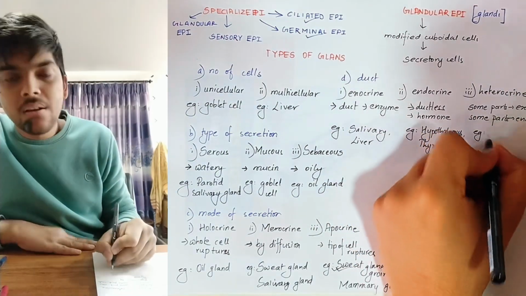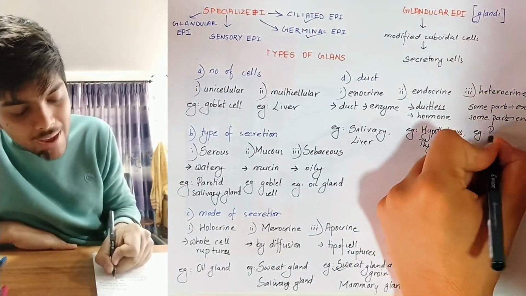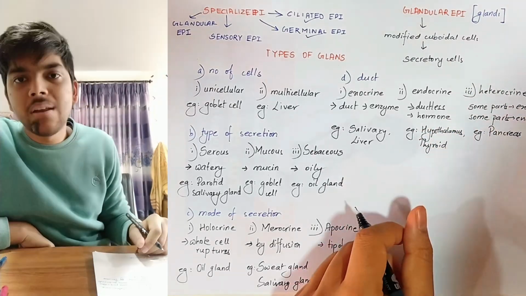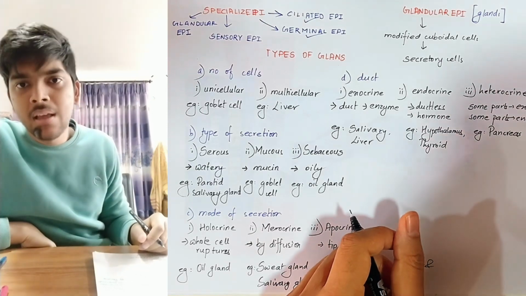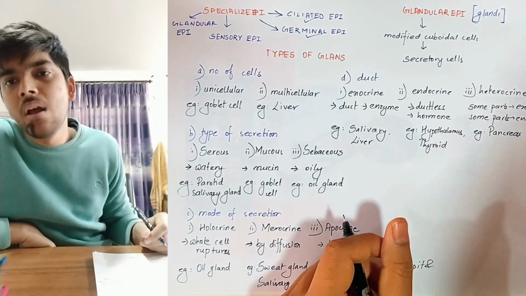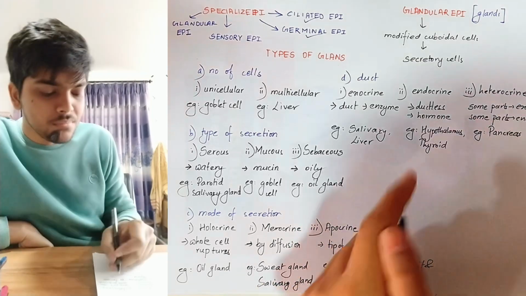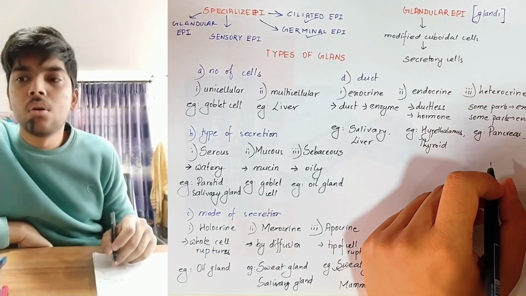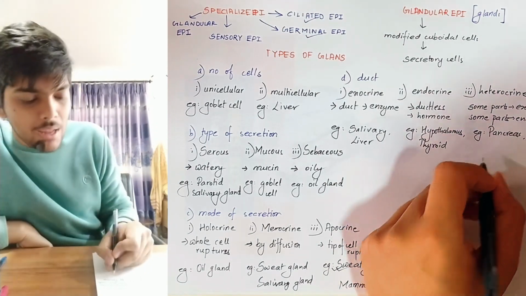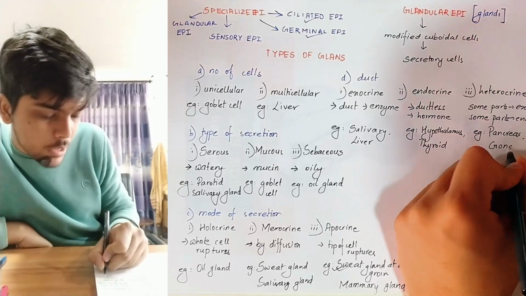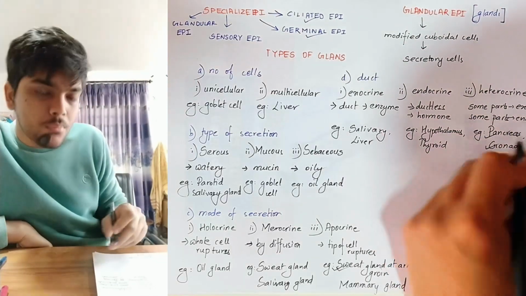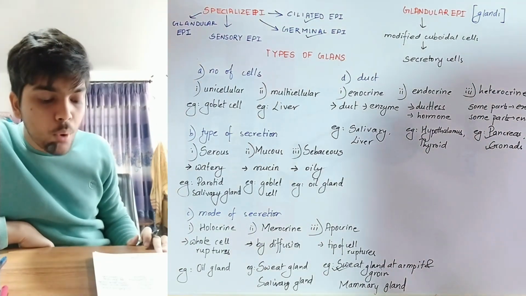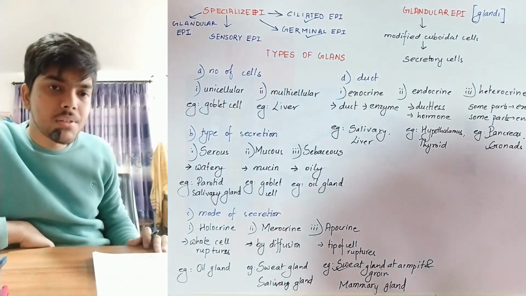And for heterocrine gland, there are two to be remembered. You have pancreas. In pancreas, the majority part is exocrine and it secretes your pancreatic juices, and the minority part is endocrine, which secretes hormones such as insulin and glucagon. And then there's gonads as well. So these two examples you need to remember as heterocrine glands because they have both exocrine and endocrine parts.